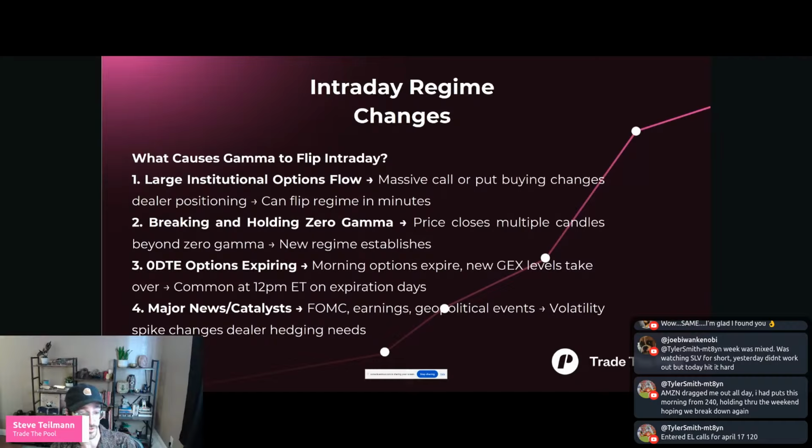So on to point 3 here, when zero DTE options expire, that also is going to change these intraday gamma exposure profiles, and it's going to allow for situations where they can be pushed from negative to positive or positive to negative. As the morning options expire, new gamma exposure levels are going to take over. And so that's why it's really important to have multiple time frames. You can't be too honed in on just the zero DTE gamma. It's very important, especially if you're a zero DTE trader, but it's really important to see how that is going to nestle into the context of the weekly gamma exposure profile, of the monthly gamma exposure profile.